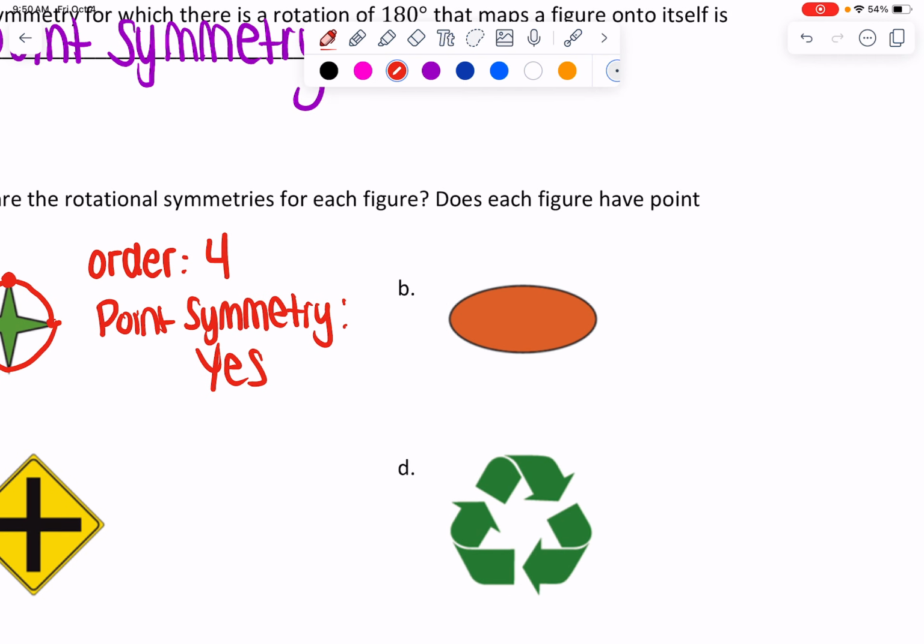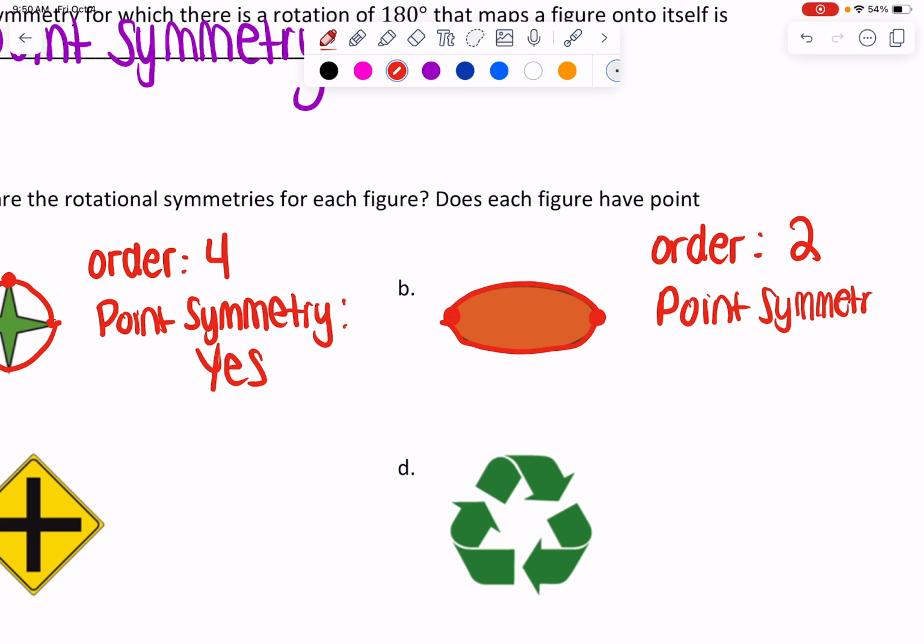Next one. For the order, I would take a point over here and move it around. It would land on itself once at that point, and then twice, so the order is 2. Then it's asking, does it have point symmetry? Again, it's symmetric on the points, so this would be yes. I'll show you one where it would be no.